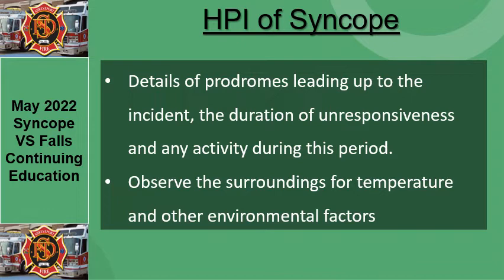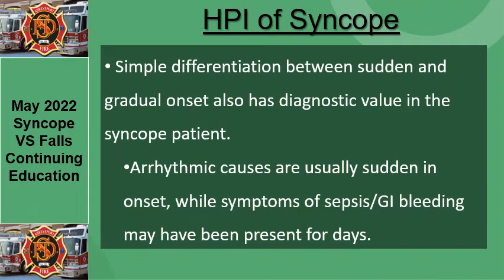You have to understand, do we have an environmental prodrome, an environmental toxidrome? Do we have a toxidrome from illicit substances or medications? Is it just because it's hot outside, they were working outside? These are all important factors to understanding why this occurred. Now, simple differentiation between sudden and gradual onset has a very important diagnostic value.